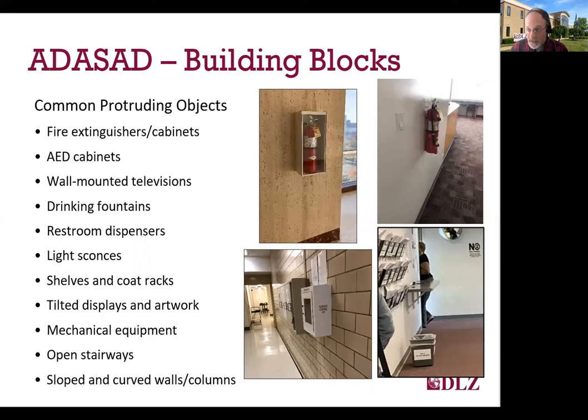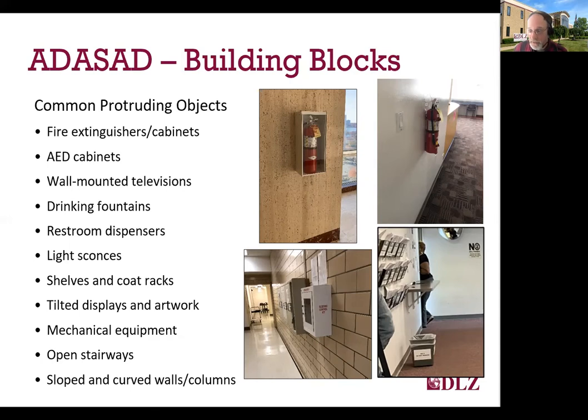There's a lot of different things that we see that are protruding objects, and there's a bunch of them listed on the slide here. Probably the most common ones we see are fire extinguishers and fire extinguisher cabinets if they're not recessed into a wall. AED cabinets are popping up all over the place and typically are just thrown on the wall. Wall-mounted televisions in conference rooms and hallways, and drinking fountains, if they're not located in an alcove, are all probably some of the most common types of protruding objects we see, as well as mailboxes and shelves and all kinds of other stuff.